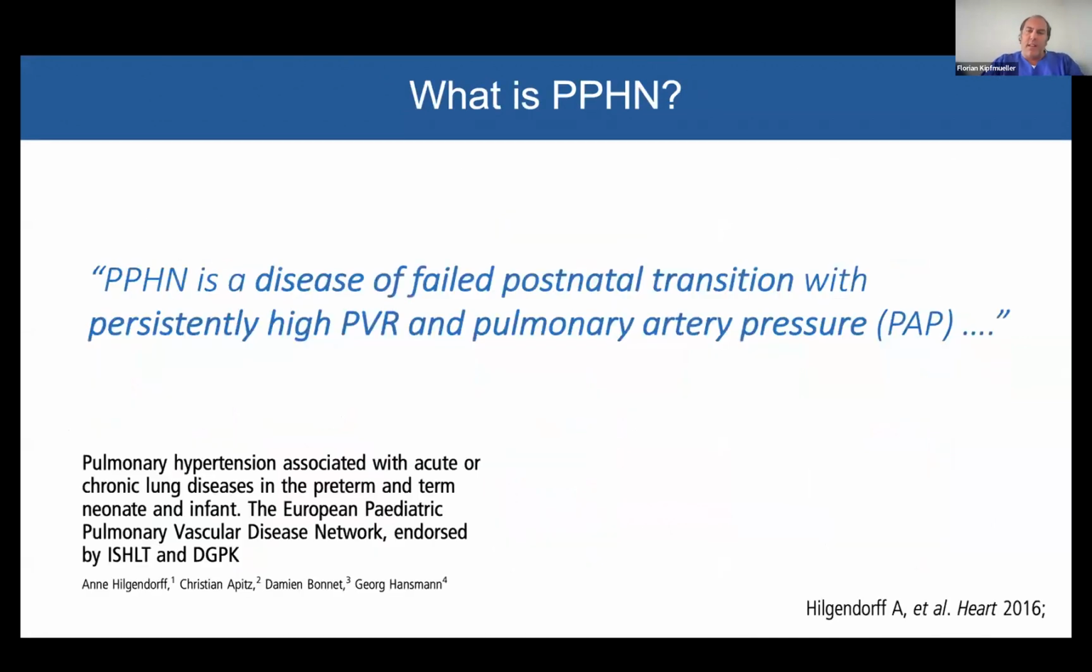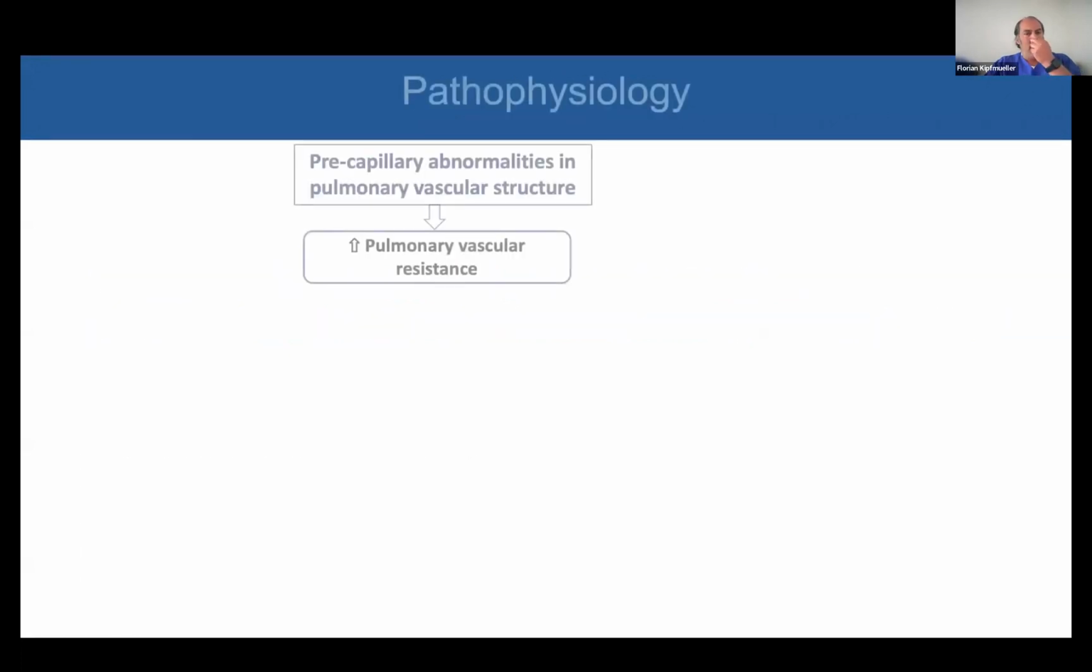I will go through this, but I want to start first with the definition of what PPHN is. Traditionally, it has been described as pulmonary hypertension of the neonate, a disease with failed postnatal transition with a very high pulmonary vascular resistance and pulmonary arterial pressure. So if we look at the baby with CDH, we have these precapillary anatomic abnormalities in the pulmonary vascular structure, and they lead to an increased pulmonary vascular resistance.